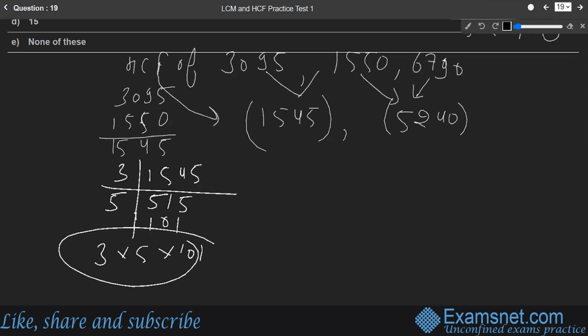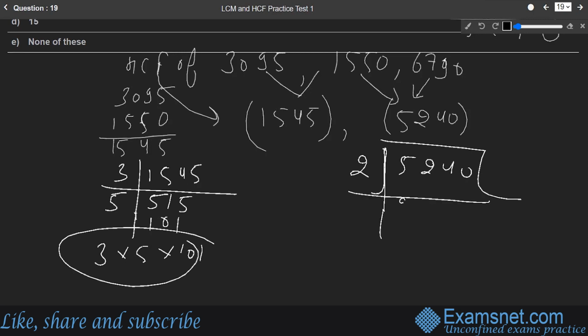Let us find out the factors of 5240. 5240, obviously it can be cut by 2 first of all. If we cut it by 2, this is coming out to be 2620. Again, if we cut it by 2, it comes out to be 1310. Again, we can cut it by 2, it comes out to be 655.